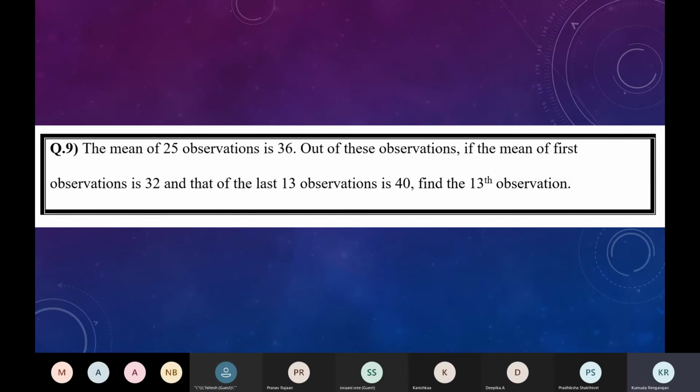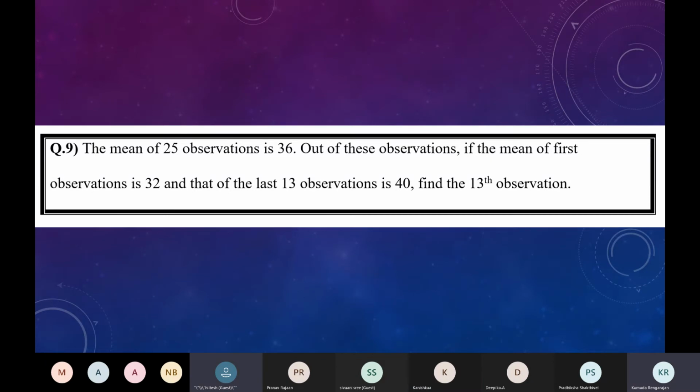What is the sum of all the 25 observations? How will you find the sum? Mean into all observations, ma'am. So it will be 36 into 25. The sum of observations, ma'am. The sum of all the 25 observations.